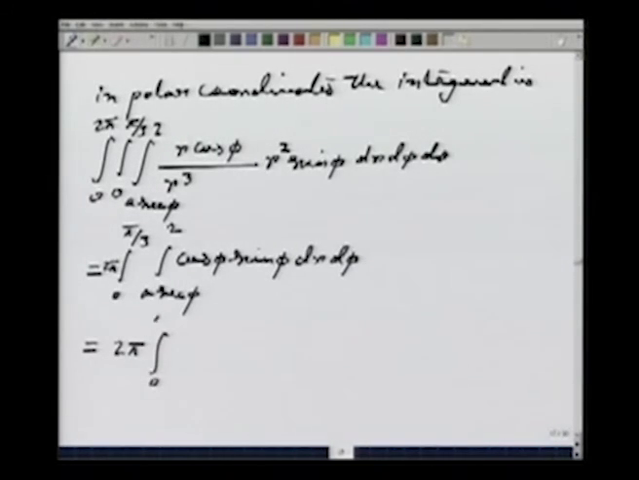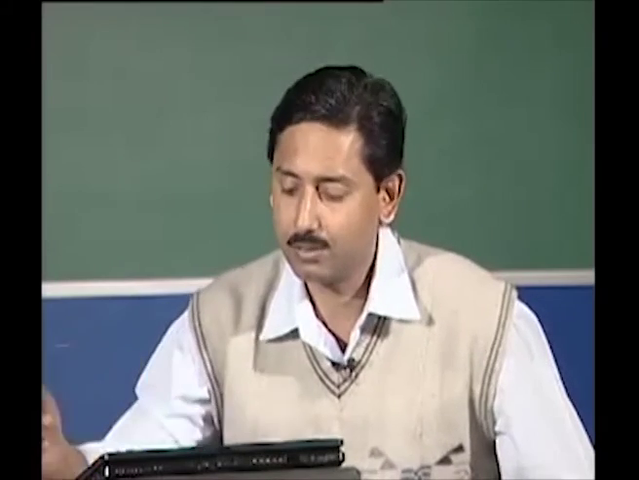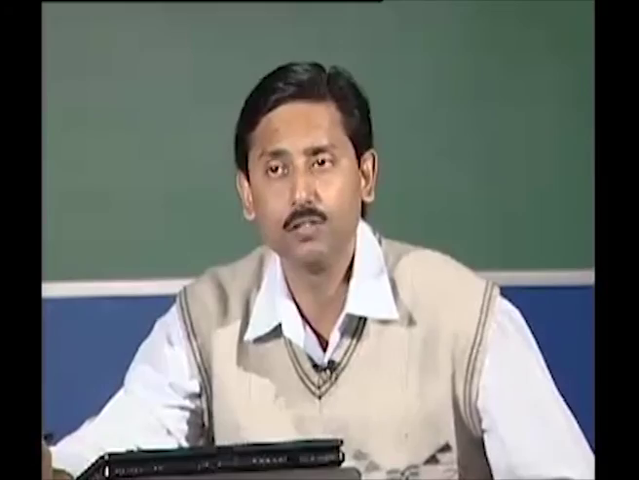So what you are landing up with now is 2 pi integral 0 to pi by 3 cos phi sin phi into (2 minus a sec phi) d phi. This is the integral you need to calculate, which is a typical trigonometric integral which can be calculated very easily.